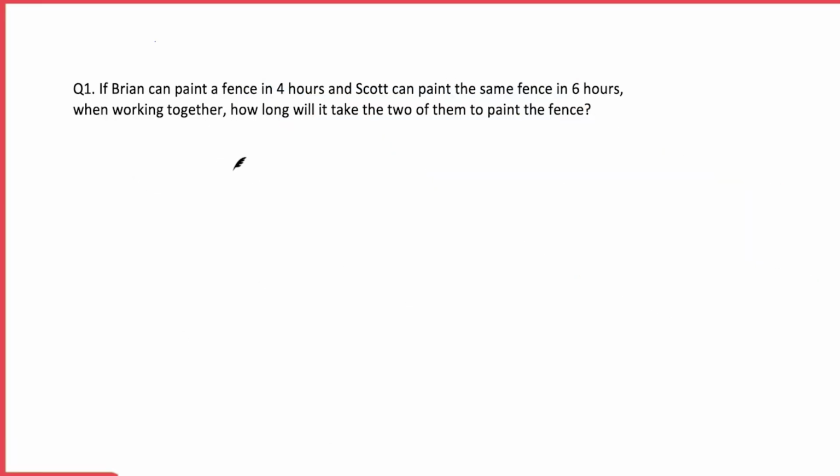Now that we have looked at all these scenarios, let's have a look at a couple of examples. And I'll solve all these examples through one strategy. That's the best part. This is a very typical rate problem. That is why this is the first question that I will do with you. Let me read the question for you. If Brian can paint a fence in 4 hours and Scott can paint the same fence in 6 hours, when working together, how long will it take the two of them to paint the fence?